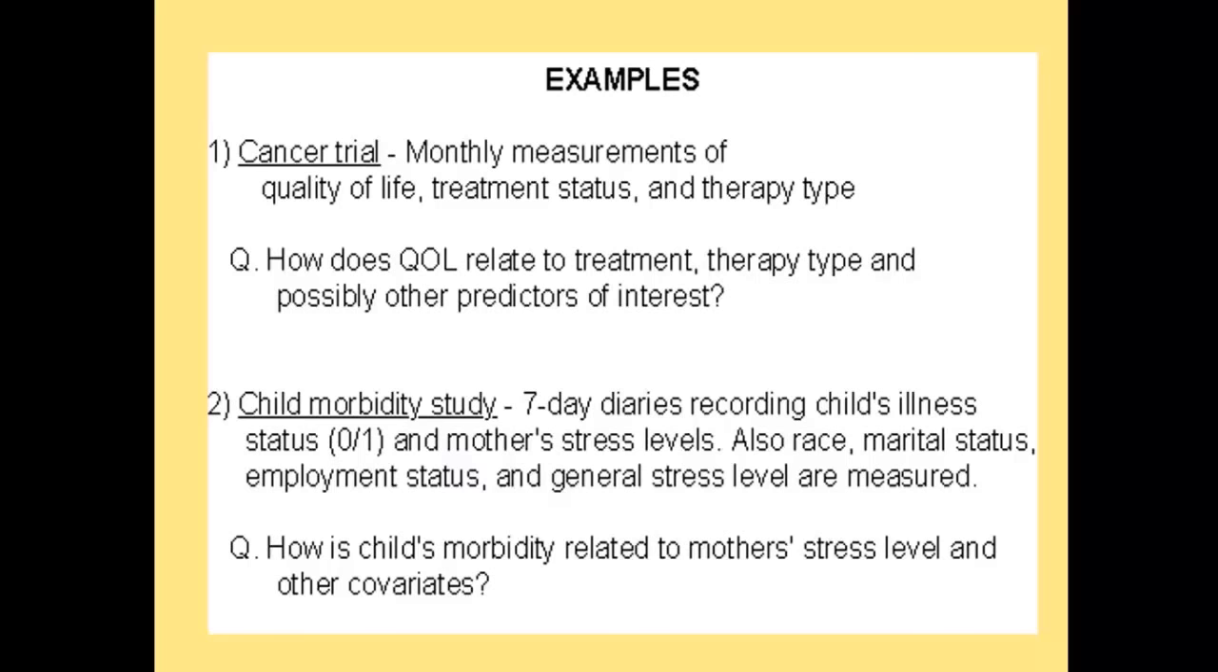Now, on the list under number 2, there are some variables that are time-independent. Of course, one is race, one is marital status, assuming the study is short, employment status, assuming maybe it's short, but it might not be, and general stress level. That variable is certainly a fixed variable. It doesn't change over time. So the message here is you can have a correlated data study where some of the predictors are time-independent and some are time-dependent.